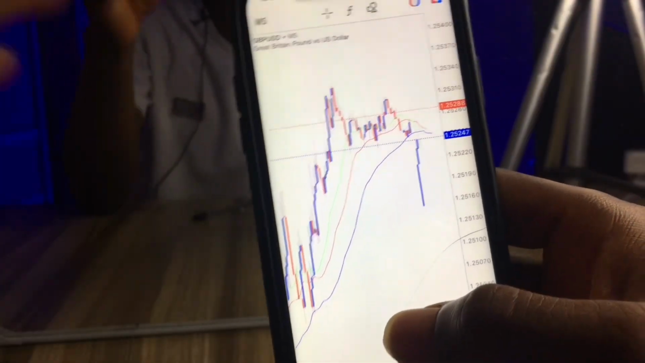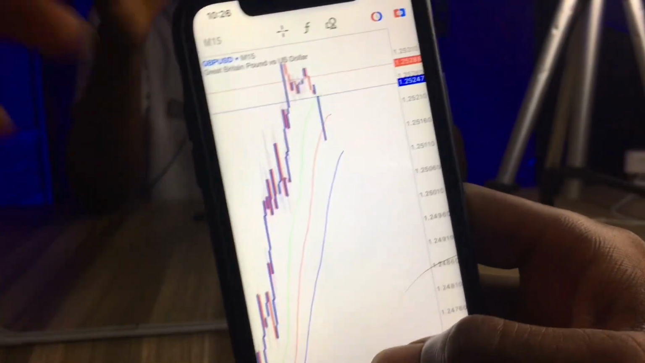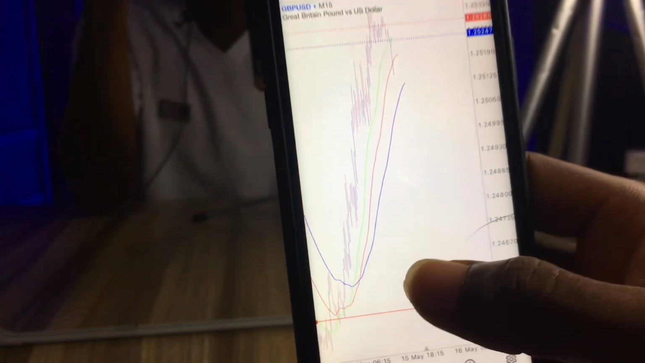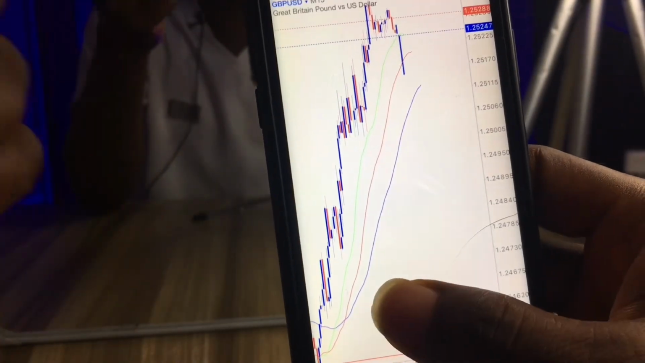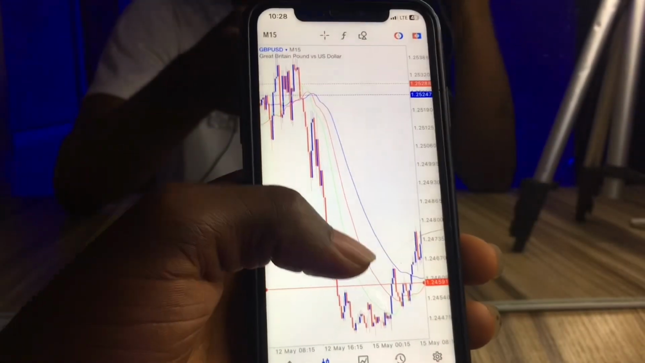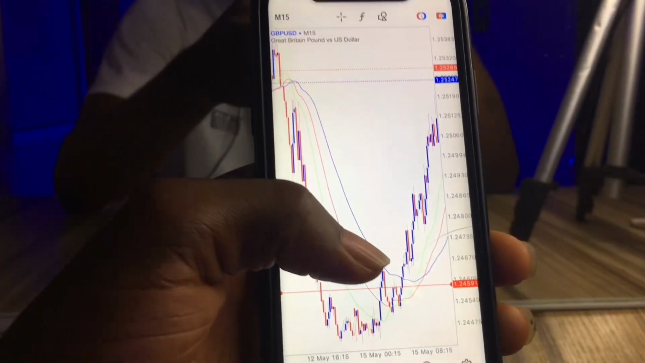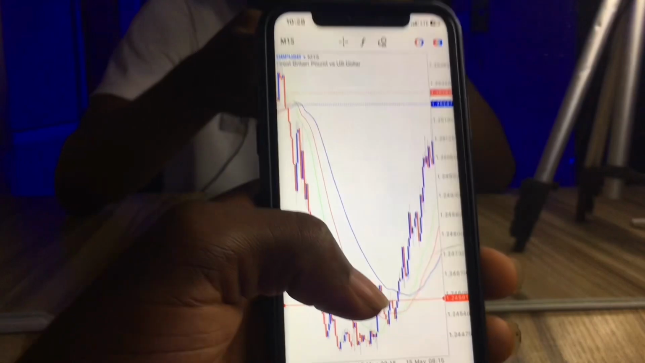But one thing I really like about the 15-minute time frame is that it makes everything very easy to process. Now what we're going to do is add another indicator that will make everything much simpler from here.